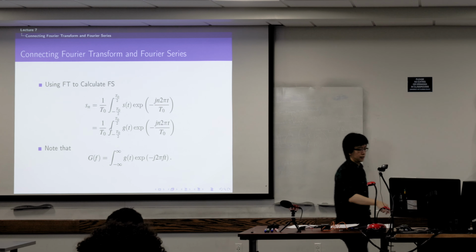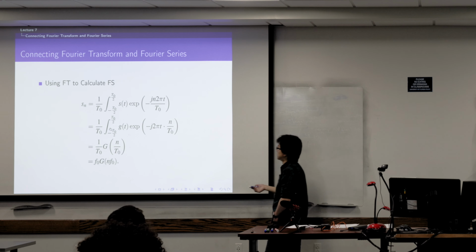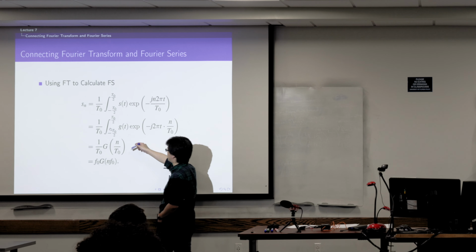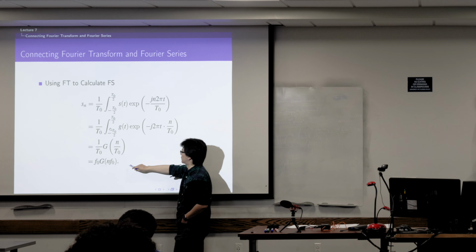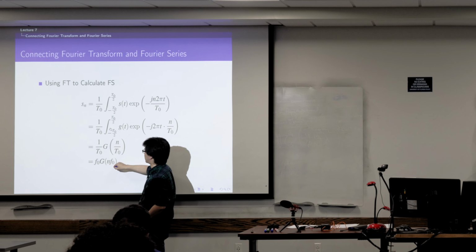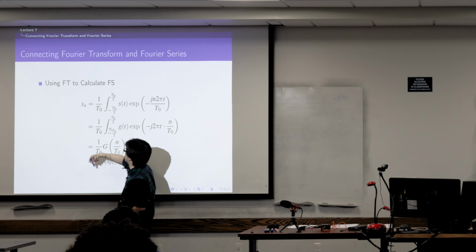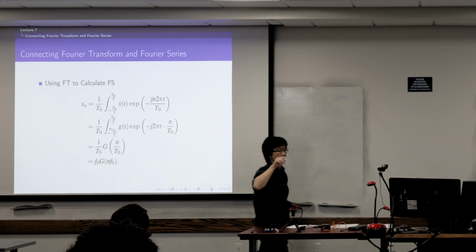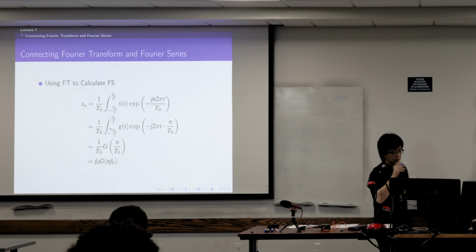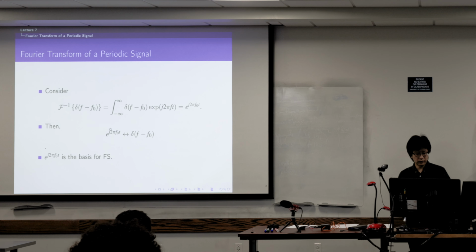So that's basically the idea, right? And so this is what we do. We just replace f by n over t naught, or n over f naught, then we can get this nice formula. So this guy is nothing but the Fourier transform of g of t. We use this Fourier transform to compute the Fourier series coefficients of s of t. S of t is a summation of a bunch of g of t. So that's basically what we covered in the class.